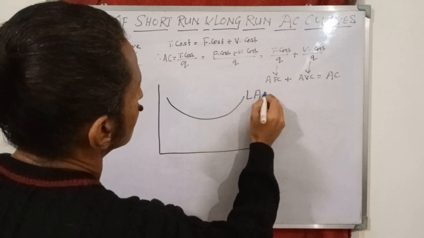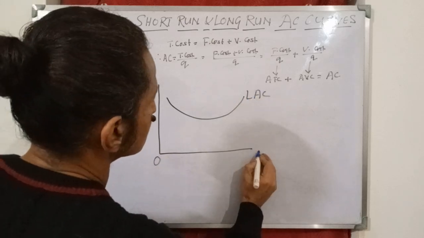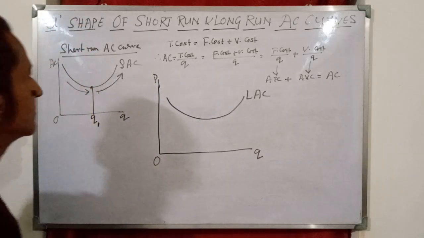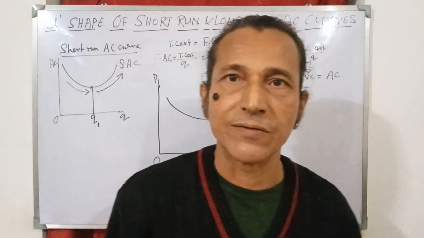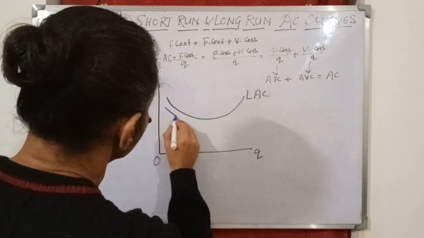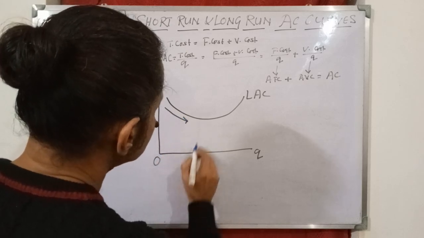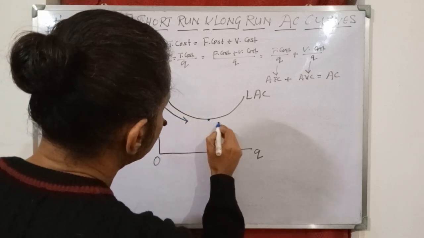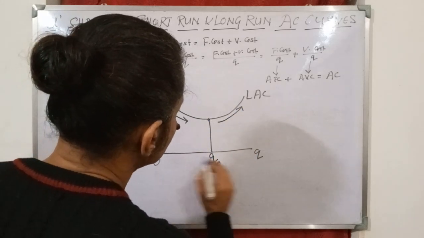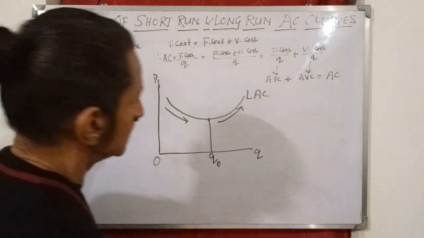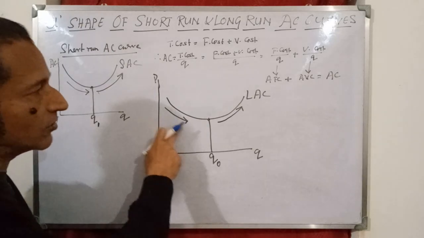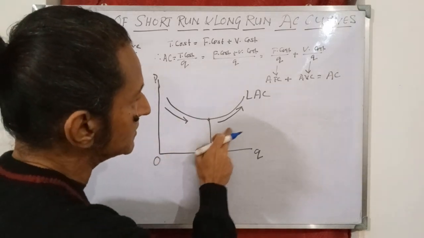This is long run average cost curve, which is an envelope of a number of short run average cost curves. You see, the long run average cost curve comes down as production increases, it reaches a minimum point, then it moves up. Say Q sub 0. Till Q sub 0 units of output, long run average cost curve falls, and beyond Q sub 0 output, it increases.